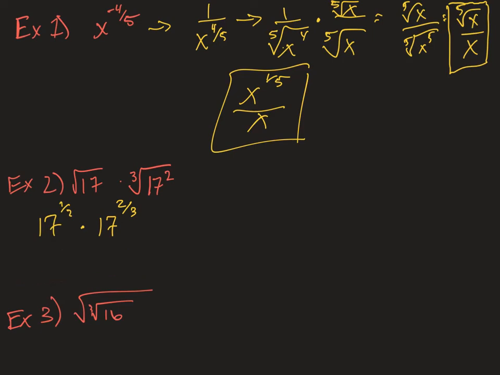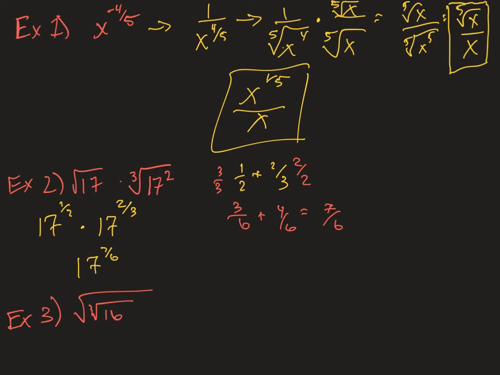All right, so 1/2 plus 2/3. Again, if we have to add fractions, we are going to get the same denominator. So this one I'm going to multiply by 3 over 3. This one I'm going to multiply by 2 over 2. So you're left with 3 over 6 plus 4 over 6, which is 7 over 6, yes? So I would be left with 17 to the 7 over 6, right?